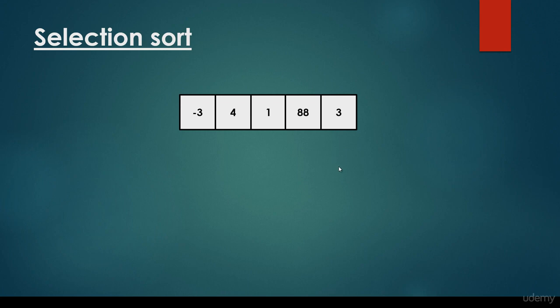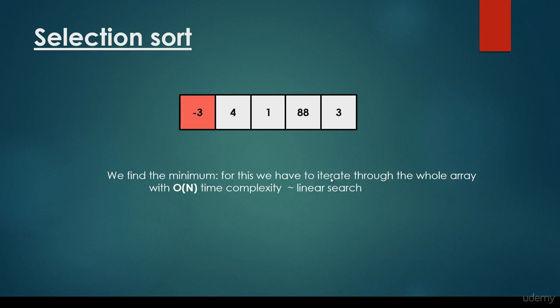Okay, so let's take a look at a concrete example. We have -3, 4, 1, 88, and 3. We find the minimum. For this, we have to iterate through the whole array with O(n) linear time complexity. This is why it is called a linear search. What's the smallest one? It is -3. So we don't have to swap it. This is what we have been discussing, that in this case the index is equal to i, so we don't have to swap it with itself. This -3 is in its sorted position, so we just have to consider these 4 items.